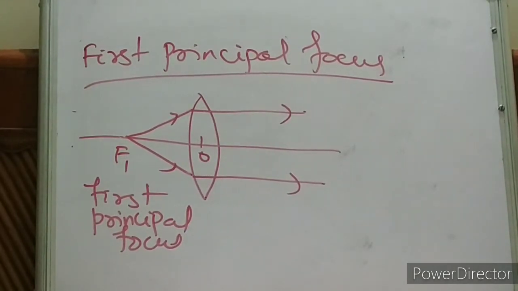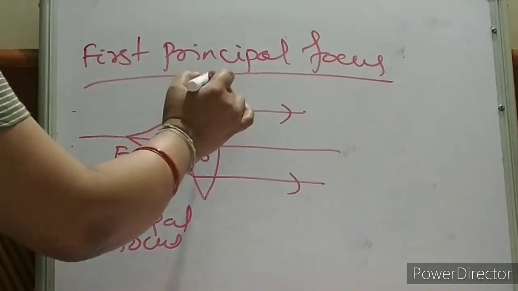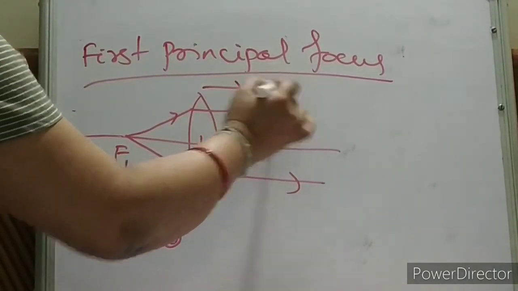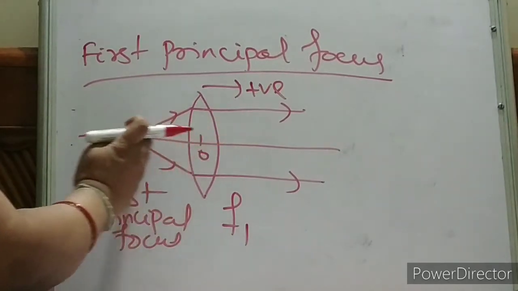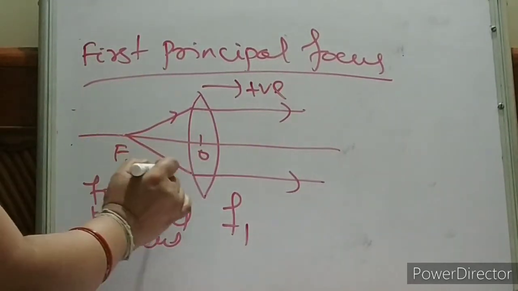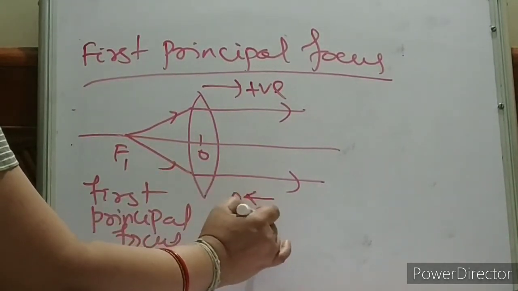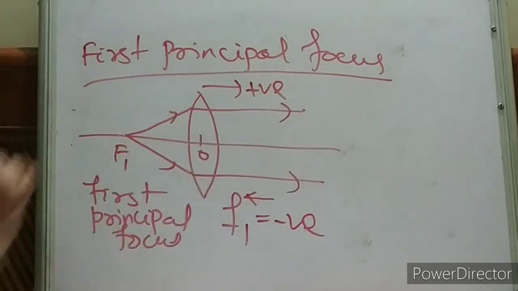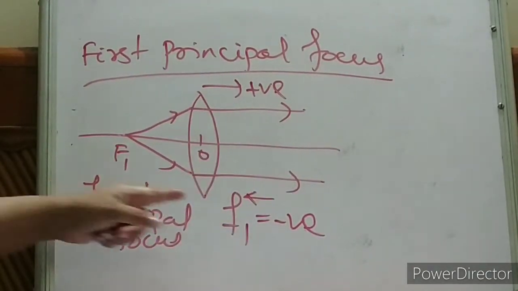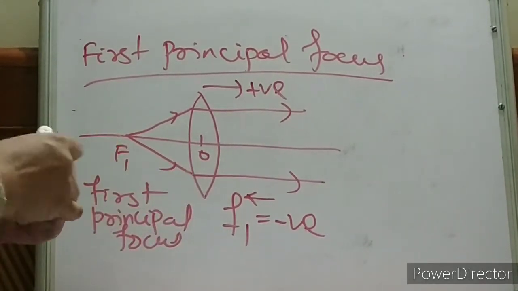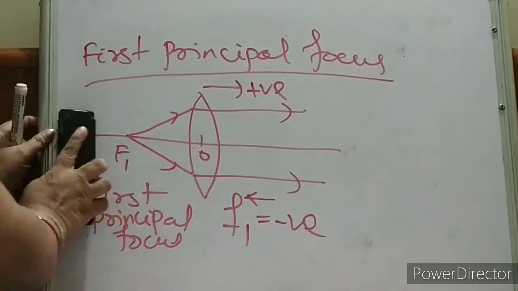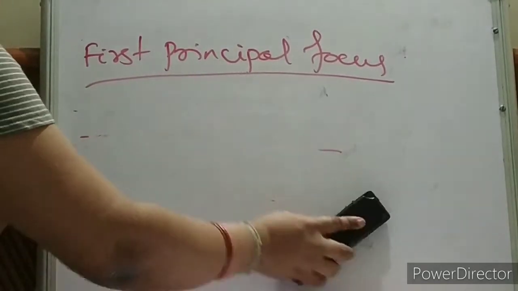Clear, children? Is it clear? Now this direction is positive. Tell me what the focal length is, whether it is positive or negative. It is like this. So the focal length will be like this. So this is your negative. So the first focal length will be negative. Clear? Now let us consider the concave lens.